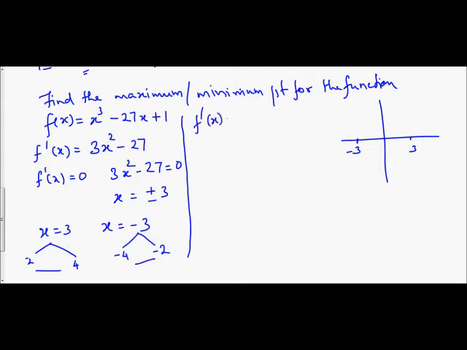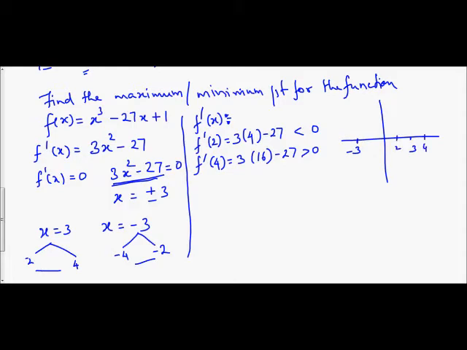Let's see what happens to the first derivative, f dash of x. First we need to find f dash of 2. F dash of 2 would be 3 times 4 minus 27, which is negative. You don't even have to find the values there. What happens to f dash of 4, which is 3 times 16 minus 27, which is obviously positive, which means that around 3, which is 2 and 4, this is negative and this is positive. Therefore it comes like this and it goes like this. Therefore there is a minimum at 3, so x is equal to 3 is a minimum point.